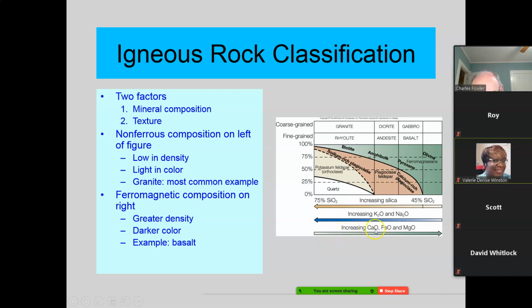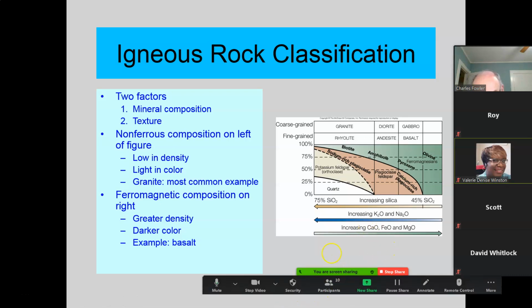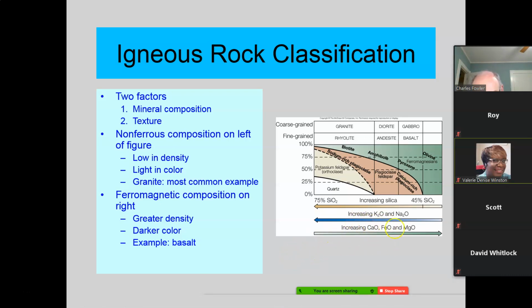You start increasing calcium. Remember, your calcium feldspars came out of solution first, and then the other feldspars later. Iron, I wish they wouldn't put O's here. That's common to do, but your iron and magnesiums came out last. Okay, high content of silica is to the left, high content of iron to the right.